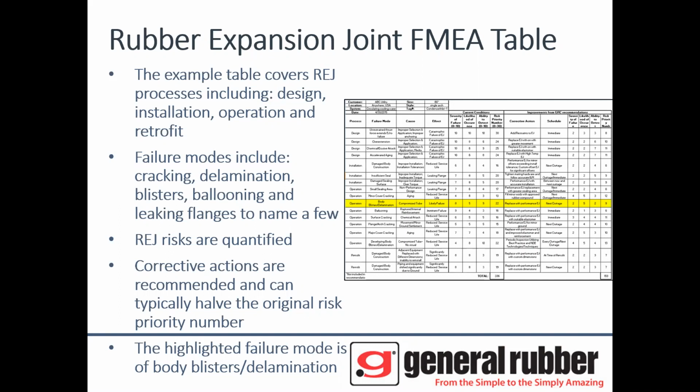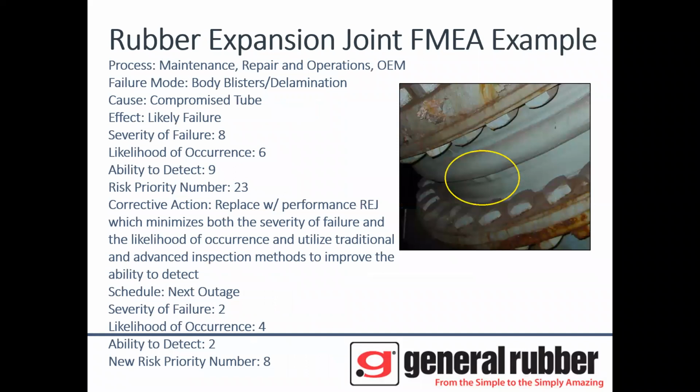The highlighted failure mode is body blisters and delamination. So this is what it looks like in the field. Unless you know what you're looking for, those blisters are not obvious. So, once it's identified, we can do this risk priority number, make the recommendations to change it out at the next outage, and then assign a new lower risk priority number.